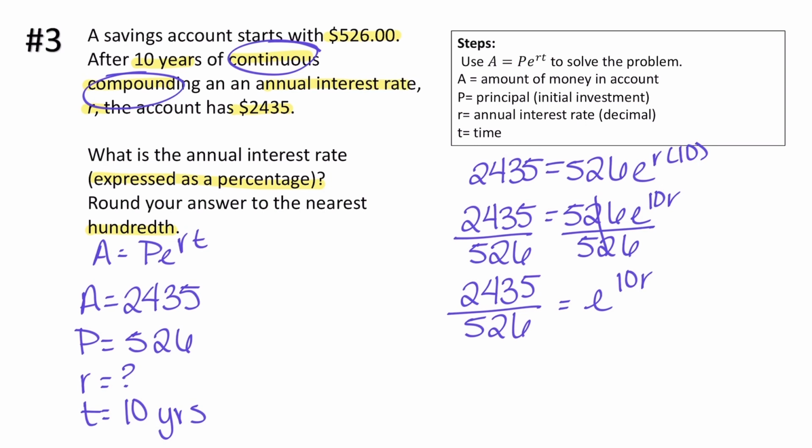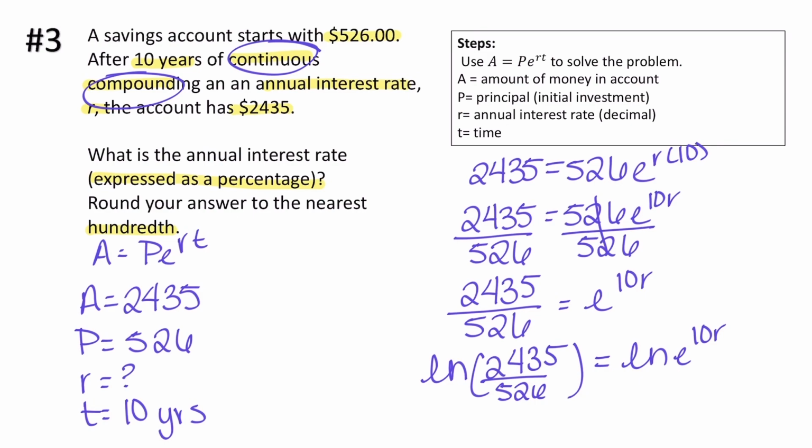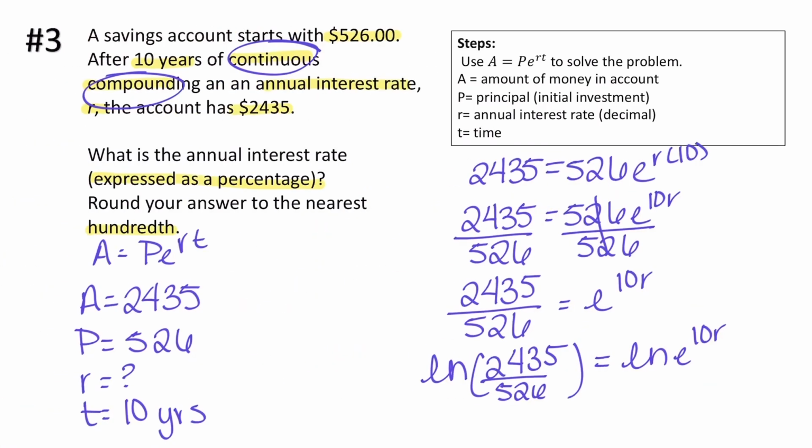So now I have an e, so the way to get rid of e is to take the natural log of both sides, right? So I have the natural log of 2435 over 526, and that equals the natural log of e to the 10r. So now what I'm going to do is I'm going to use that power property to bring that 10r down in front, okay?